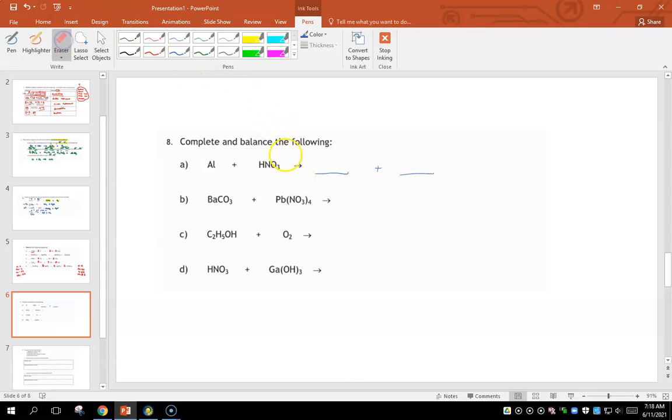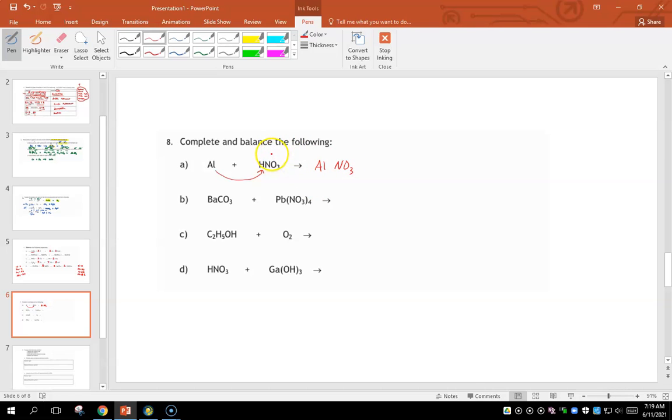All right? So we're going to have to combine some knowledge in this case. And it looks to me like we have an A plus BC type reaction. So a single replacement reaction. So in this case, I would predict that aluminum will replace the hydrogen. Okay? Now, on this side, I'm going to basically create aluminum nitrate. So I'm going to have Al and NO3 combined into a single compound.